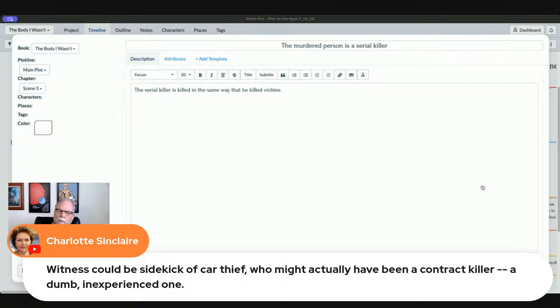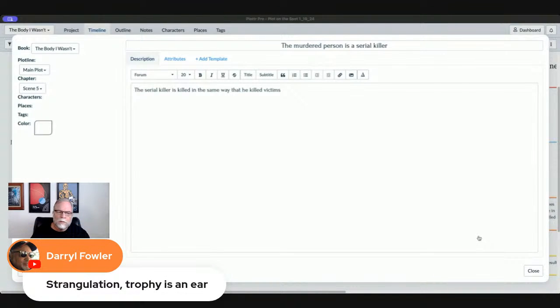Witness could be a sidekick of the car thief. Yeah, I think that adds a different element and we don't want to go too far down that road.